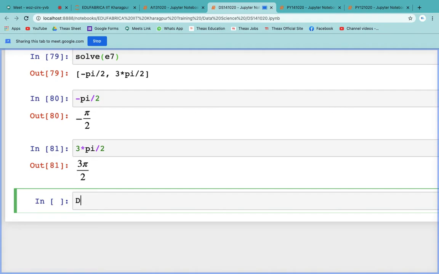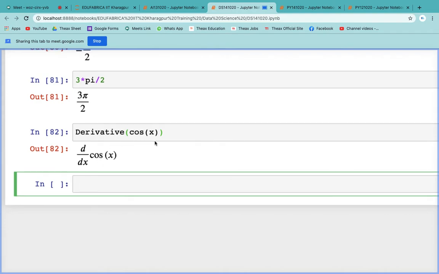Okay, let's come to the derivative section. So derivative of cos x, quick. Minus sine x. If you want to represent a derivative of something, you can write d by dx of whatever you want to write there. Or else you can just write differentiate if you want to differentiate that. You can write cos x with respect to x. That is an optional method if you want to write it along.